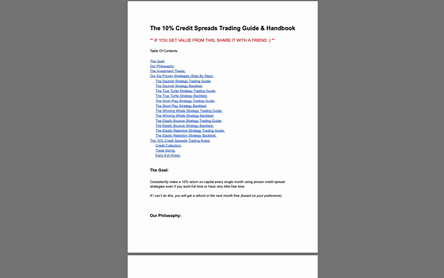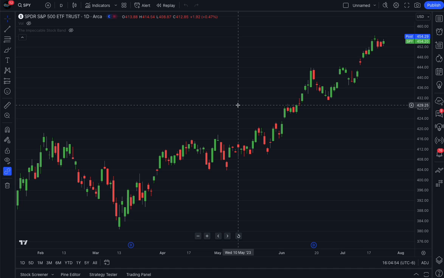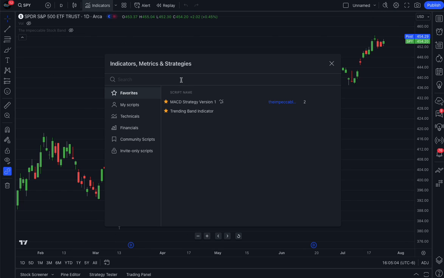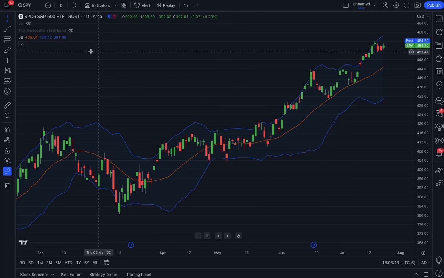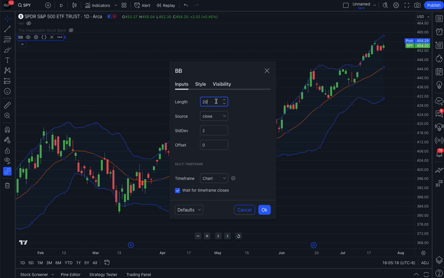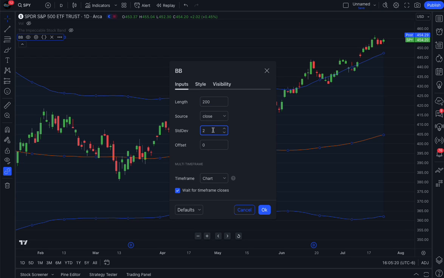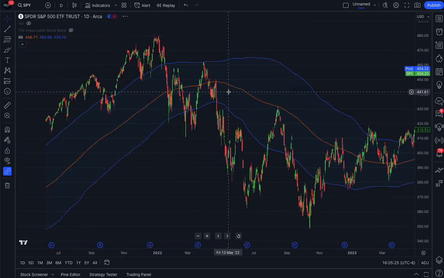Anyways, once we have that, we're going to be looking at SPY, and now we need to add some indicators to our chart to make what we're doing more obvious. First, we're going to go into the indicator section and type in Bollinger Bands. Right here, we're going to add it to our chart. We're going to make some customization to this. If we go into the settings, we're going to change the length to 200 and the standard deviation to 1, and this is going to give us a rough approximation of what we're trying to do here.